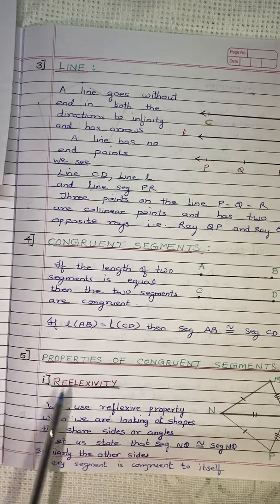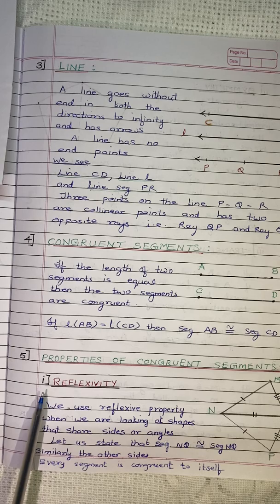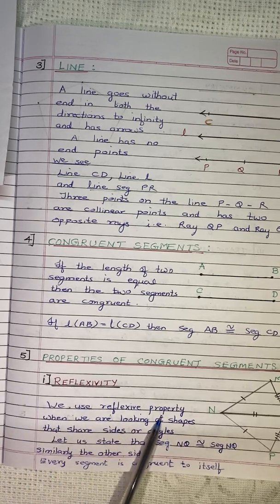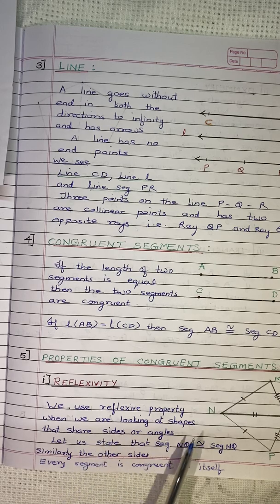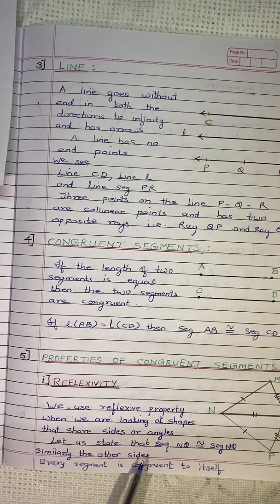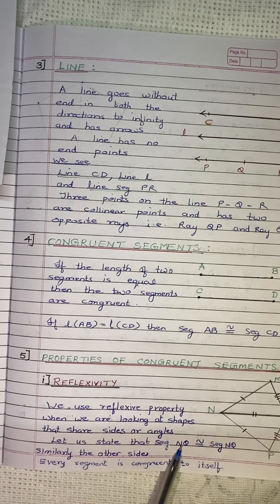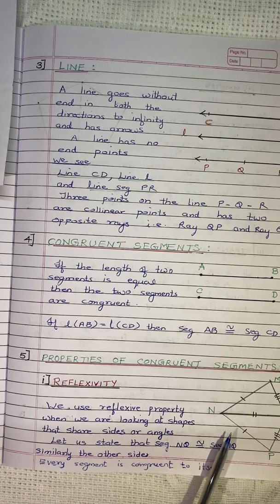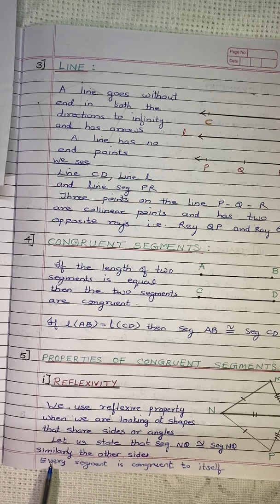Fifth, properties of congruent segments. Let's understand what the properties of congruent segments are. First one is reflexivity. We use the reflexive property when we are looking at shapes that share sides or angles. Let us state that segment NQ is congruent to segment NQ, to itself. Similarly, for the other sides also, every segment is congruent to itself.